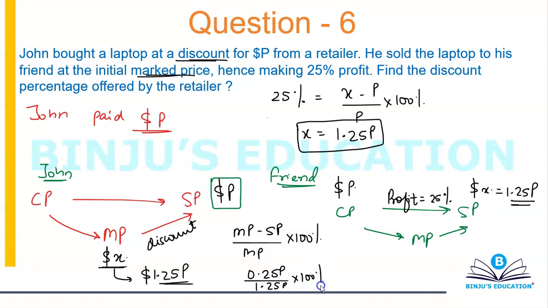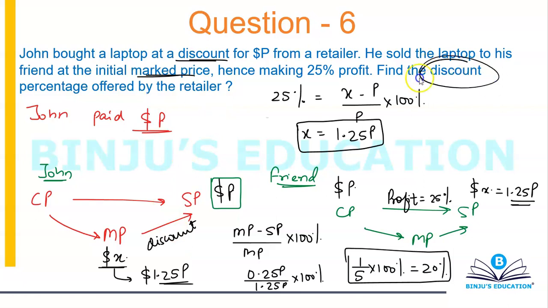0.25 is 1 by 4, 1.25 is 5 by 4, so this will come out to be 1 by 5 into 100%, and that will simply be 20%. The discount that was offered by the shopkeeper or by the retailer to John was 20%.